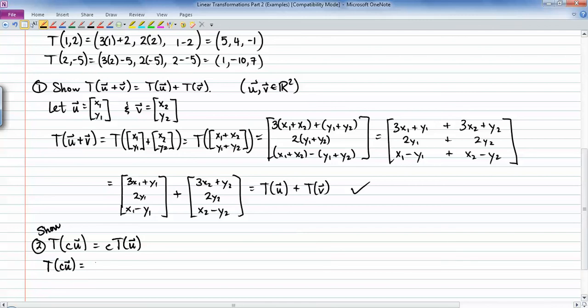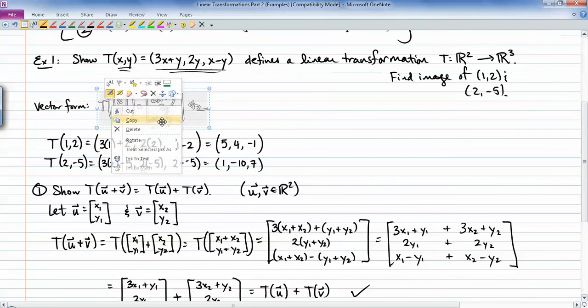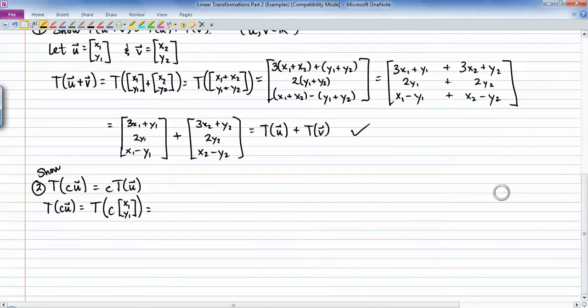I know that that's the same thing as T of c times (x1, y1), which is really, let's see, where's that definition again? Here, let me copy this, and we'll just paste it over here. There we go. So this is going to be, actually, let's multiply the c in first.